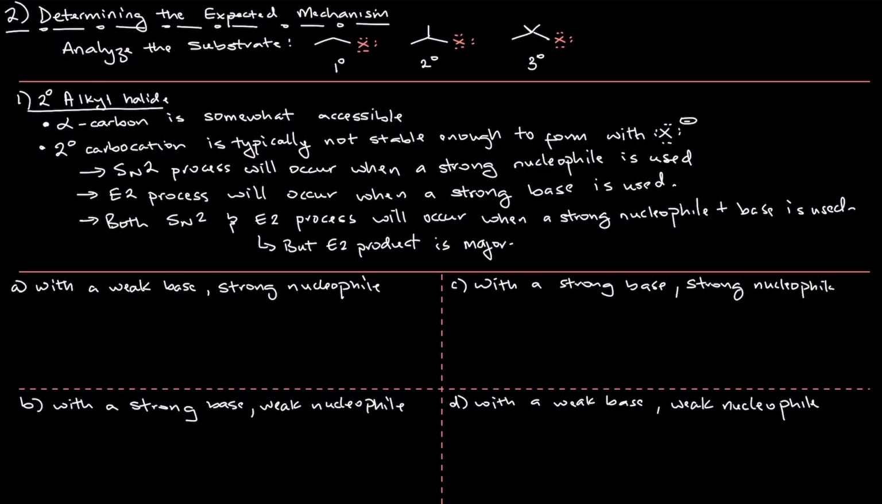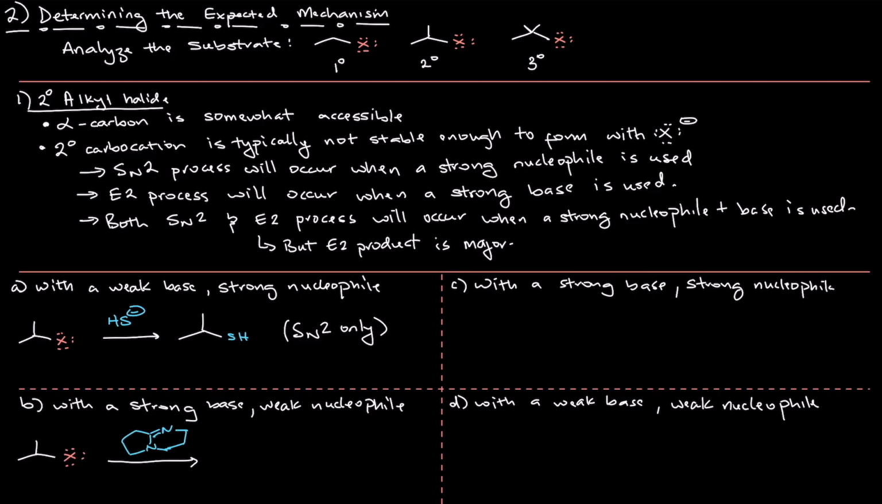And this can be somewhat explained in the sense that the alpha carbon is still somewhat inaccessible. So the easier route is for your base to deprotonate the beta hydrogen over your nucleophile attacking the alpha carbon. Okay, so let's look at some examples of this. Take your secondary alkyl halide and treat it with a weak base, strong nucleophile. This makes sense: you will get your SN2 product only.